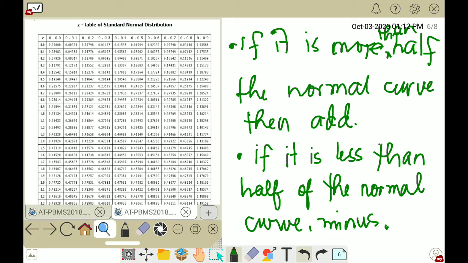So in that case, when we say at most, it is also saying going to the left. When we say at least, it is also saying that your area is going to the right. Okay, take note of that. And also, when we say between, it depends on where A and B are located.